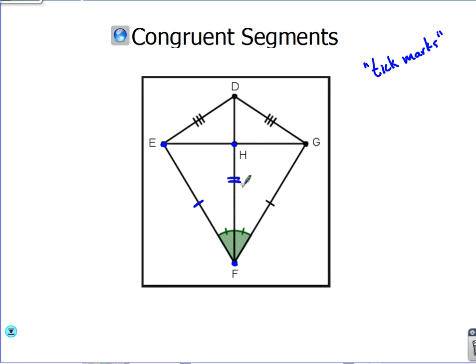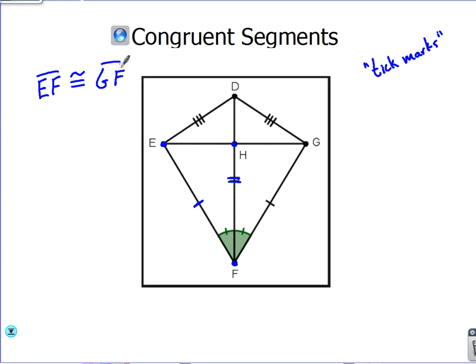So in this type of drawing, I could make the statement that segment EF is congruent to, and you need to know that symbol, an equal sign with a little squiggly mark over the top of it, or a tilde, I think is what that's called. An equal sign with a tilde means congruent. So in this kite, EF is congruent to, somebody finish up for me, please. GF. EF is congruent to GF.